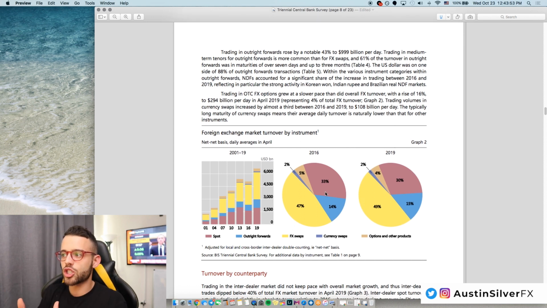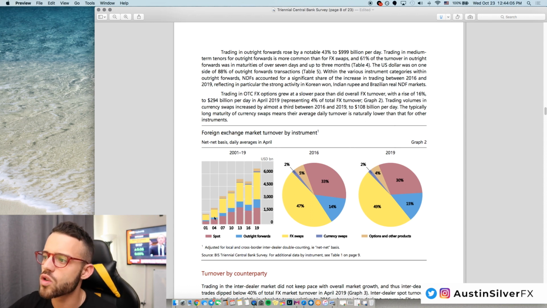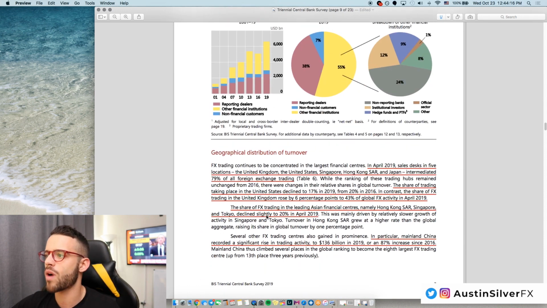The percentage of market share decreased slightly, but the overall size of the people in the spot market, the amount of volume in the spot market, is back up to almost 2013 levels. You can see from 2001 forward, they've been doing this survey. Look at how the market has just exploded in size. And the spot market and the swap market, spot and swap, both are the two contributing factors to that. So we're going to skip this part and talk about the geographical turnover by country.